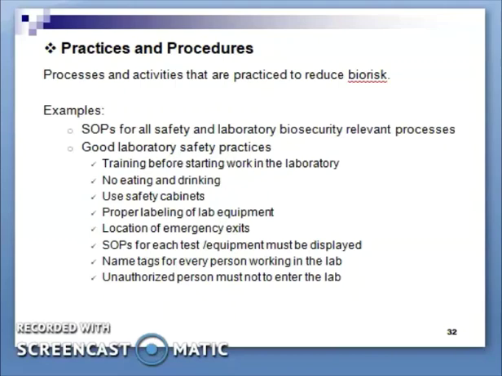These things included here in the practices and procedures, we will discuss again in the good microbiological techniques, which we call GMTs, or good laboratory practices. We will discuss all these things there in further detail, inshallah.